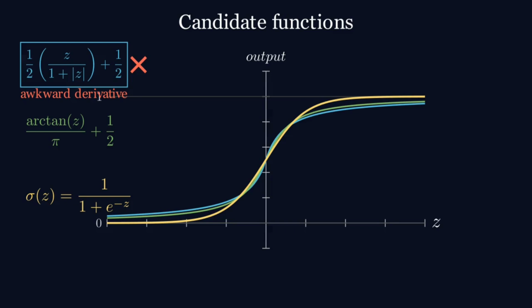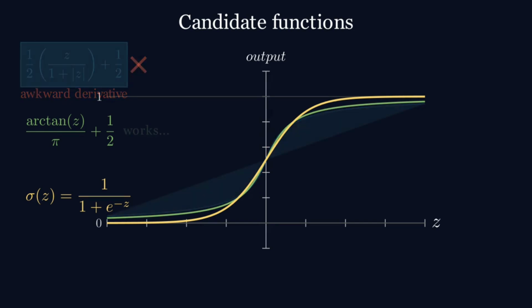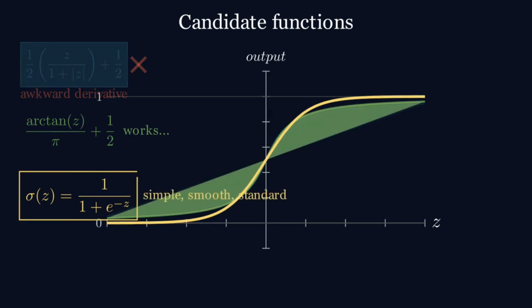Both are smooth, both stay between 0 and 1, and both preserve ordering. Honestly, either one could work. But one of them became the standard, not because it looks nicer, but because mathematicians like the shape. Because hidden inside this curve is a remarkable piece of mathematics. A piece of mathematics that makes probabilities, optimization, and machine learning fit together beautifully. So let's take a closer look, because this curve is the heart of logistic regression.